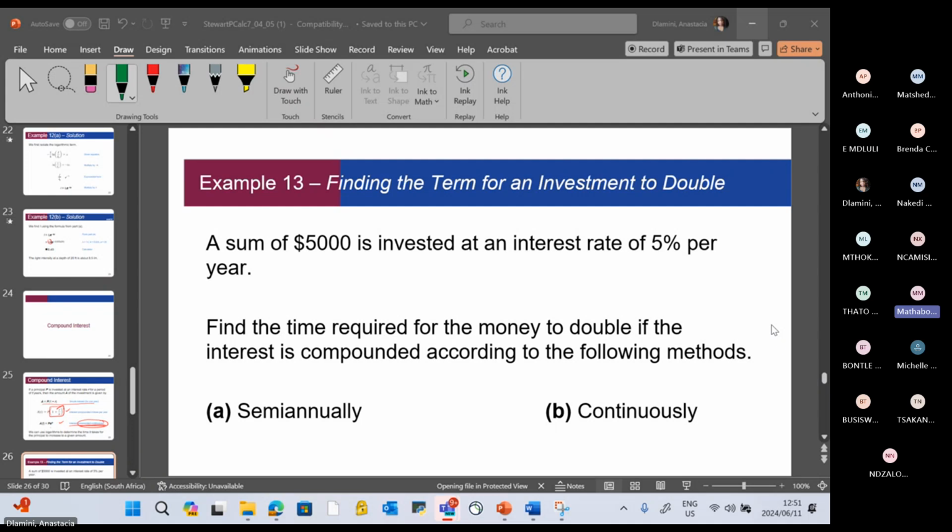Let's go on. Guys, which formula are we using? The first one we use is the normal one for A: A equals P times (1 plus R over N) to the power NT. And for the continuous one, we're going to use A equals P E to the power RT.